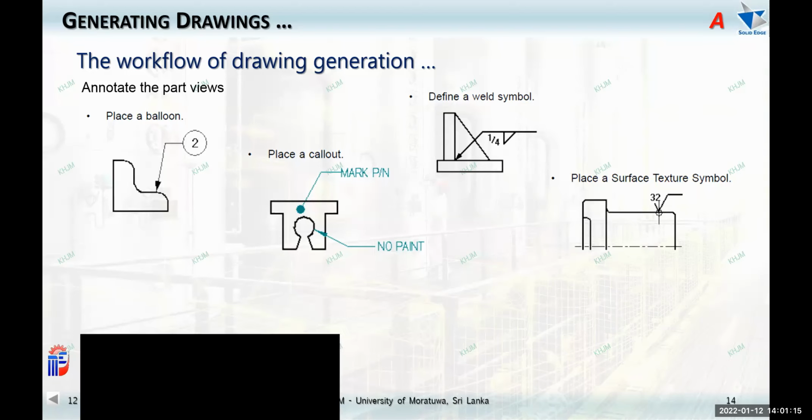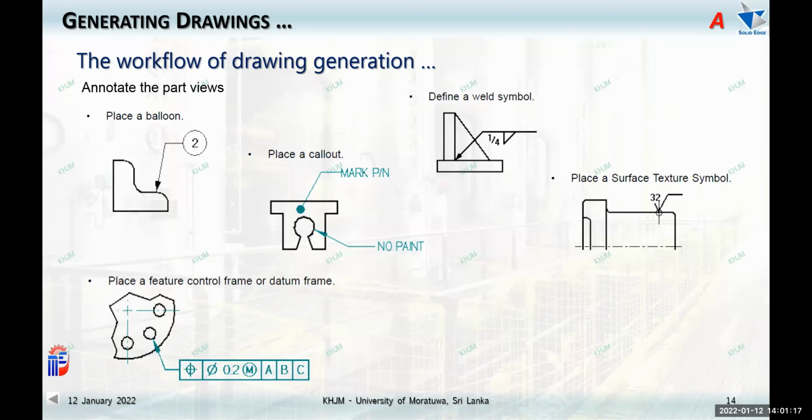Right, and then we go into the other one. These are what you call the feature control frame in dimensional tolerances. Feature control frame, you can see that it's talking about the what? Center, where the center should be located. 0.02 m is maximum material condition.